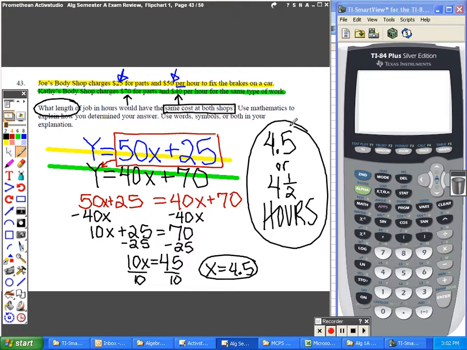And just as a hint, x values are very often time. So if you're not sure, y values are very often money. x values are very often time.